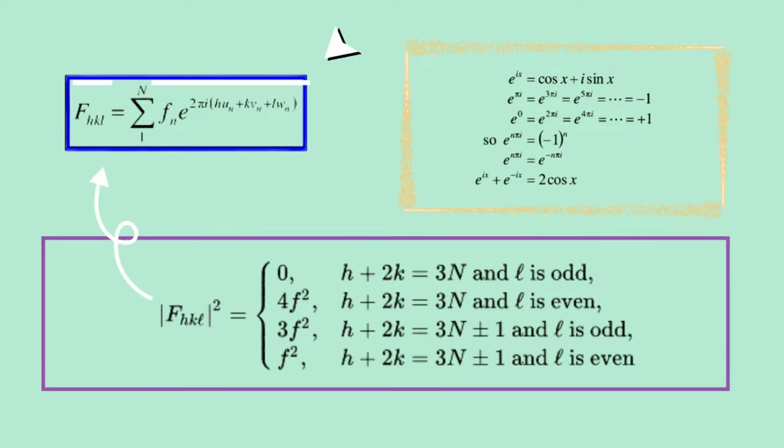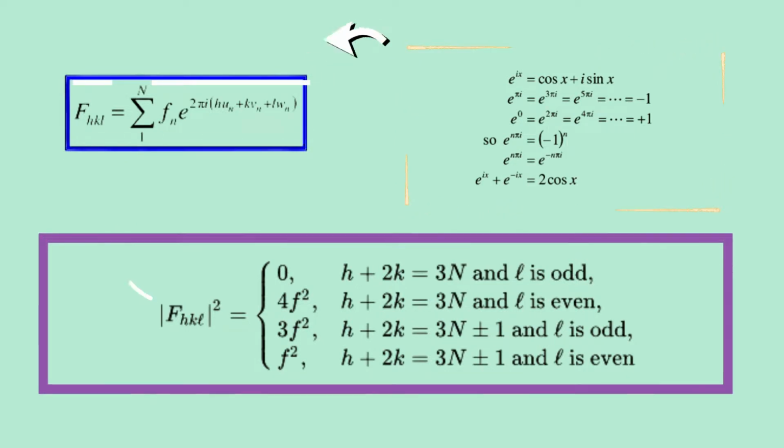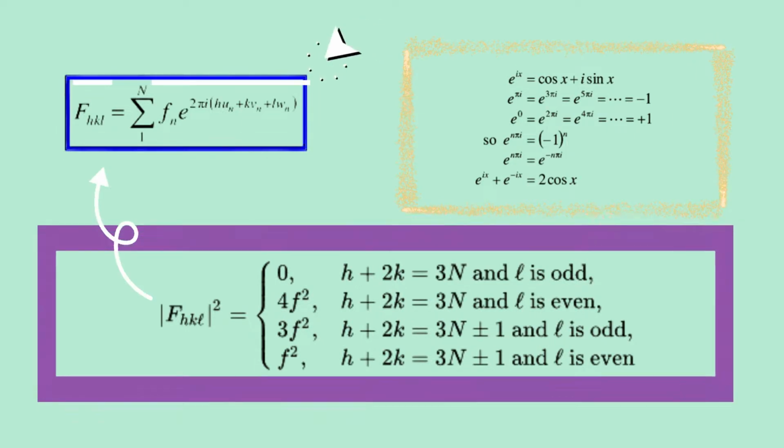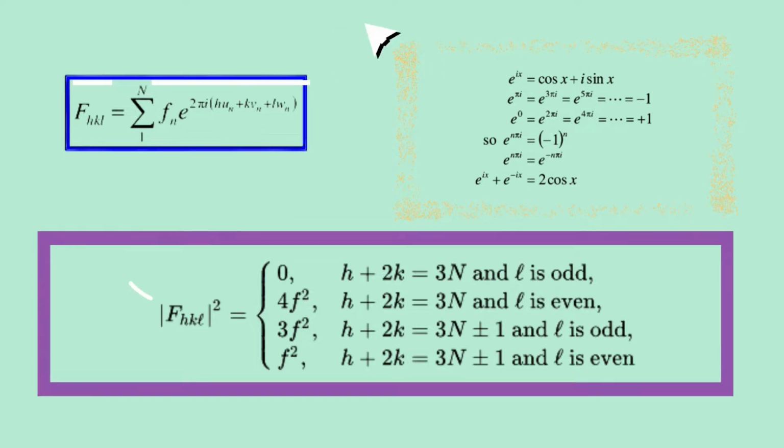The selection of diffraction of a Bravais lattice, whether present or absent, is determined by the values of H, K and L being odd or even. For example, if H plus K plus L is even, the reflections are only present in BCC. Both the formulas are essential in finding the square of structure factor, F.